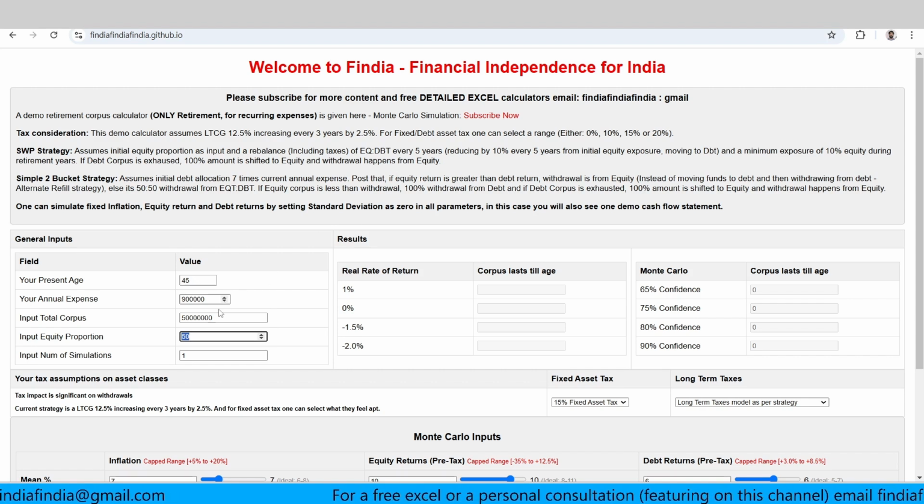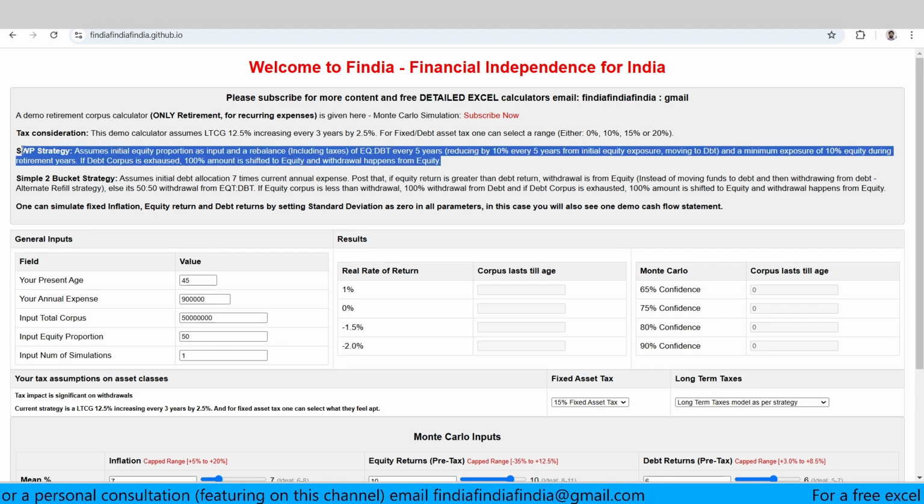That means whatever you give here, say if you give 50, every 5 years it reduces by 10%, and it limits itself to 10% during retirement years. Every 5 years there is a rebalancing happening, and I'll show you quickly for SWP. So just a quick recap of SWP.